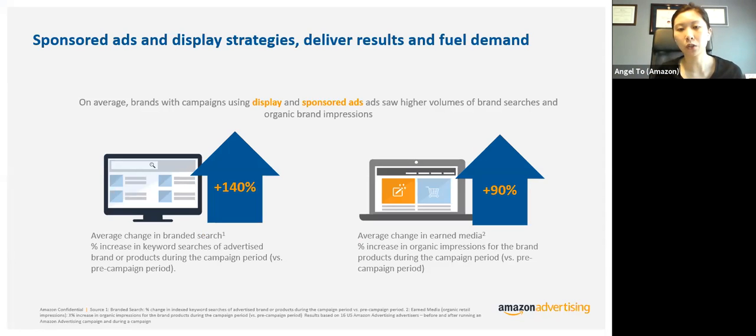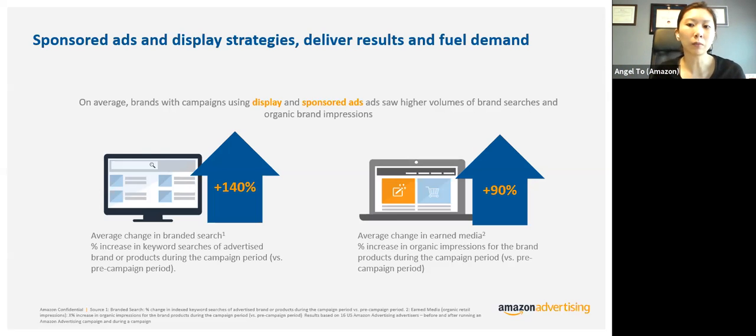One of them is called branded search. Branded search is a very Amazon term; the non-Amazon term would be unaided recall. So, does that customer need to see you in order to search for you? From a synergized approach between sponsored ads and display, we've seen branded search increase by 140%, because that customer knows you and is educated about you, so they don't even need to see you anymore and can proactively search for you on Amazon.